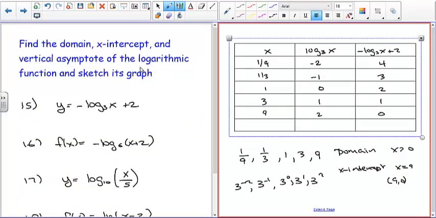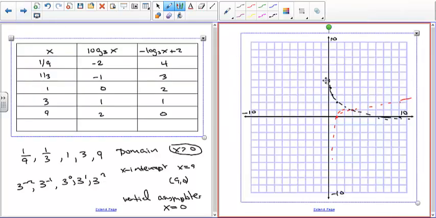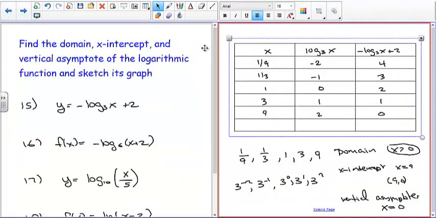And then the vertical asymptote always corresponds to where the domain starts. So an asymptote is an equation. So x equals 0, since we go from just greater than 0. So the vertical asymptote is where you approach. And in this case, if you look at the graph again, we're going to approach positive infinity here for the y-axis, which is x equals 0.